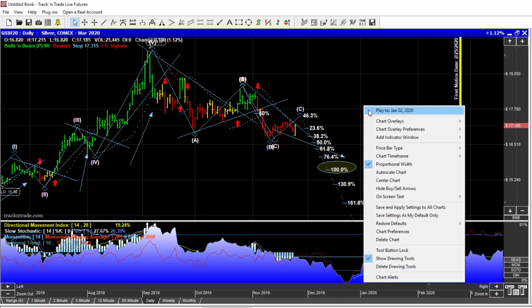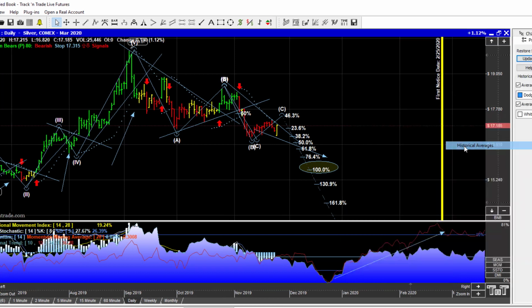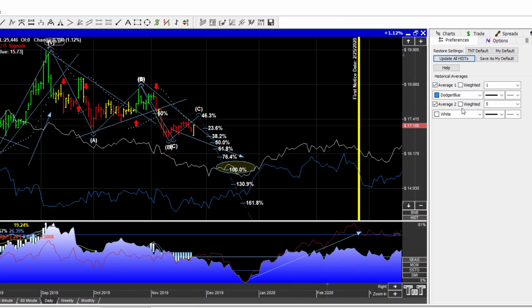All right, one more thing we can look at. I'm going to come in here and turn on the historical averages. And we can see on the historical averages, I've got this set to just 1 and 3, and 1 and 5 actually. And 1 and 5, of course, one average is just last year's price. So the dark blue line in here is just last year's prices. This is what silver did over the last year.